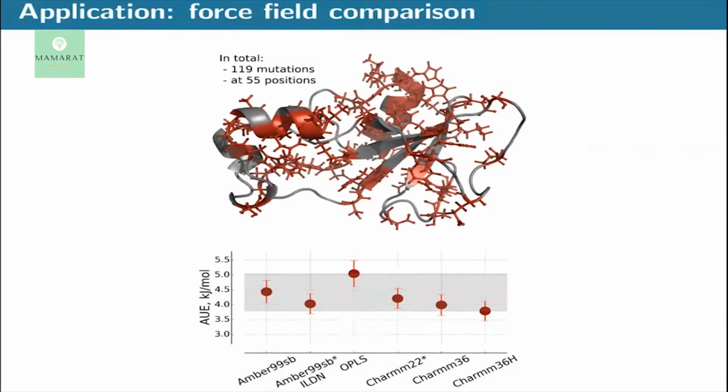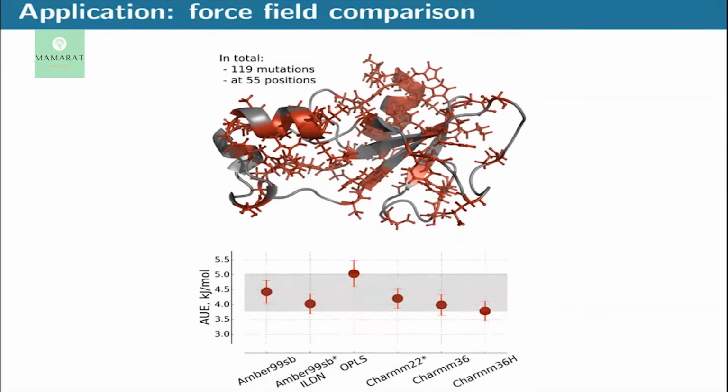Right here I'm showing averaged unsigned error. AUE is averaged unsigned error from the experiment when averaging all the results for all of these 119 mutations, and we can see that all the force fields perform quite well. The differences between the force fields are about 1 to 2 kilojoules per mole, and the newer force fields, CHARMM 36 and Amber with the modifications, perform significantly better than, let's say, an older force field. In this case, we used an older version of the OPLS force field.